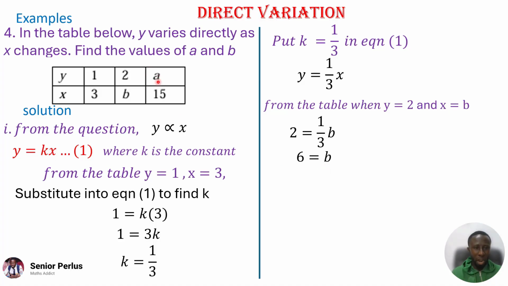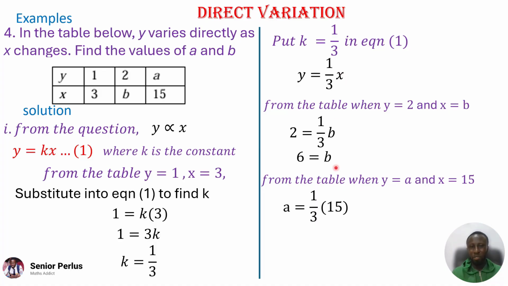Now a, y is a, s is 15. So we can use our new equation here. So y is a, then s is 15. Good. Very simple. Then our final answer is 5. So therefore, our b is 6, our a is 5. Very simple under the direct variation. So you see, during direct variation, you always solve for the k before you come and solve for what they are actually asking us to find.